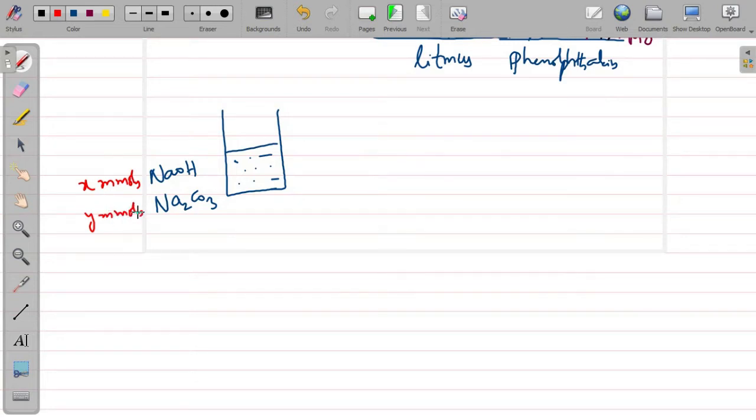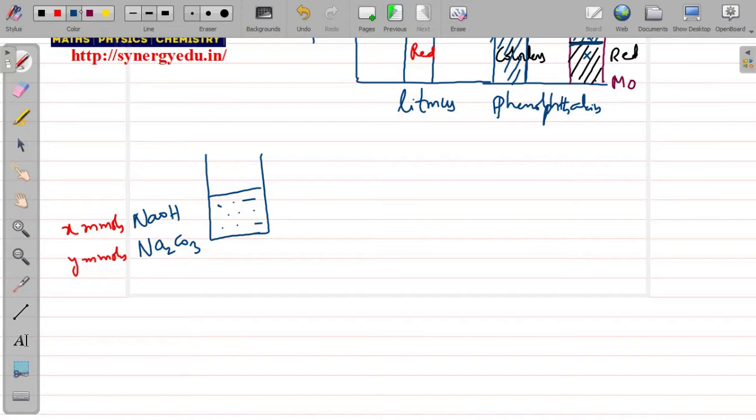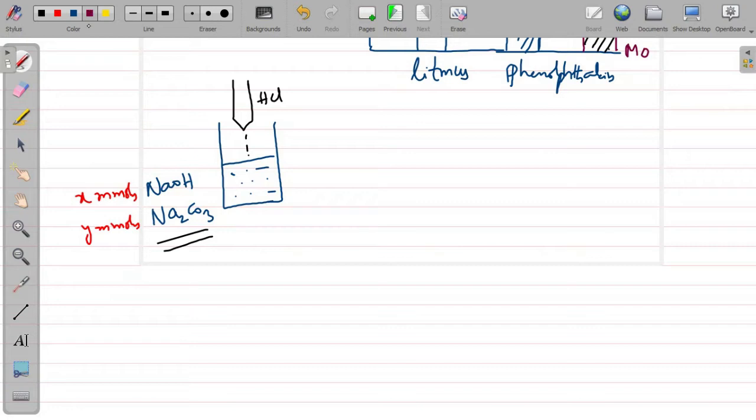Normally in the laboratory we deal with small quantities, that's why I have taken millimoles. You can take moles also and solve accordingly; it does not matter. Now, we use an acid, normally HCl or H2SO4, to titrate this beaker solution of NaOH and Na2CO3. Before adding this acid, we add an indicator into the beaker. That is what we do in experiments in the laboratories.